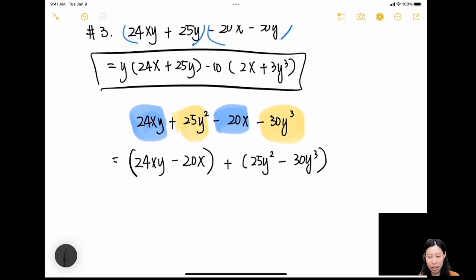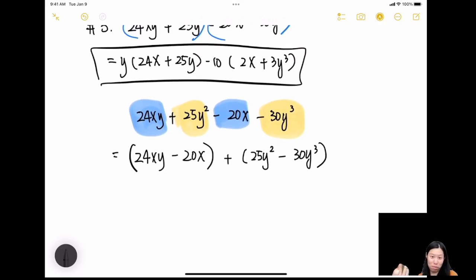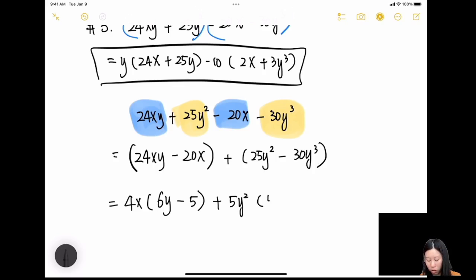Okay, so let's try if that works out. If it doesn't work, we try another way. So now 24 and 20, common factor would be 6, no, not 6, I'm sorry, it should be 4, and also x. So what's left is 6y minus 5. Plus 25 and 13, the common would be 5. And the y squared and the y cubed, we have a common factor of y squared. So I have 5 left minus 6y.